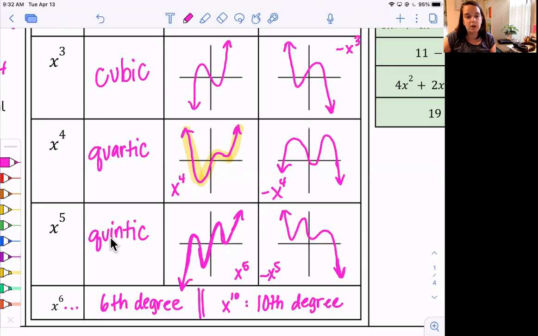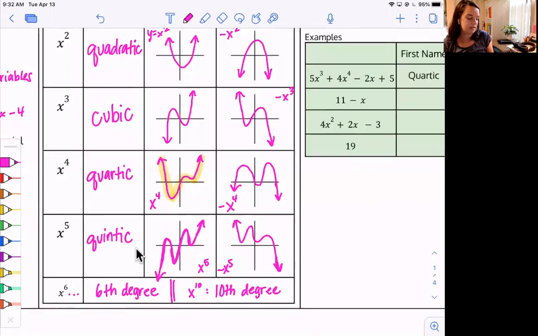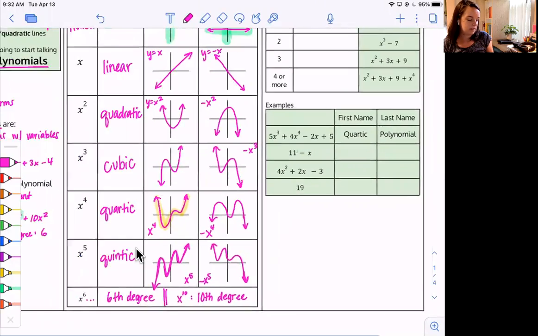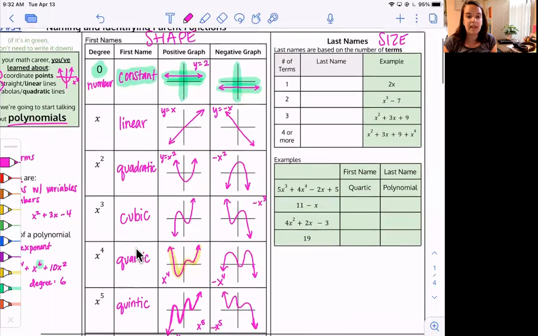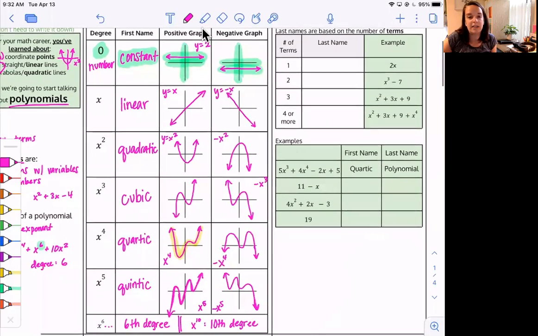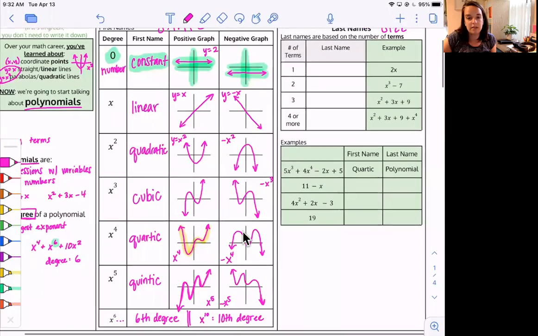So you'll hear these words more often. That's why I want you to know what they are. Cubic, quartic, quintic. So the polynomial's first name is based on its biggest exponent, on its degree, right? Whatever the biggest exponent is, that's its first name. These are kind of funky first names, huh? But they have a first name based on their shape.